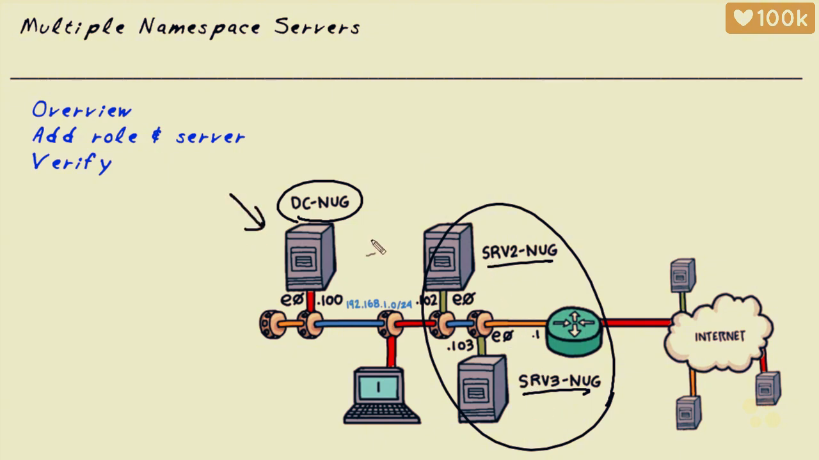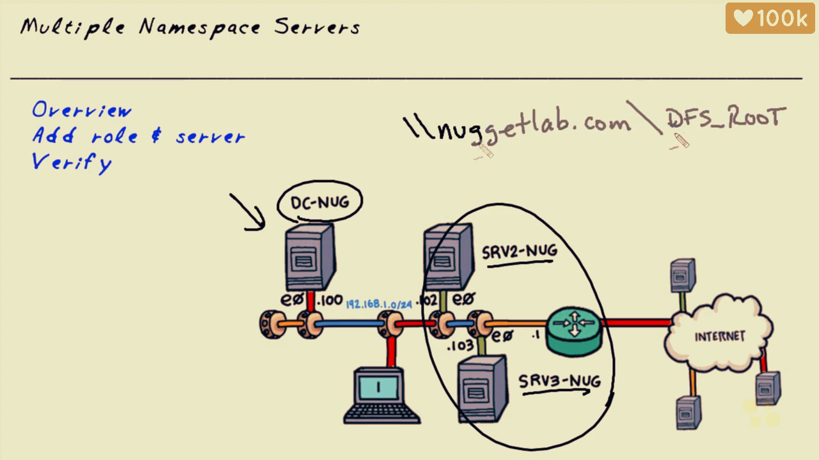Now the challenge is if DCNug is powered off or is unreachable, that's a problem for our users, because if they try to go to the resource at nuggetlab.com, DFS_root, and the namespace server isn't available, the client is not going to be able to be referred to the share either on server 2 or server 3.